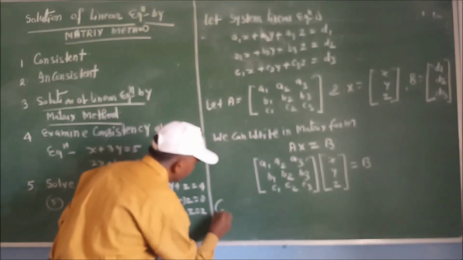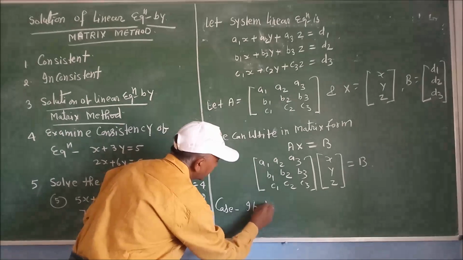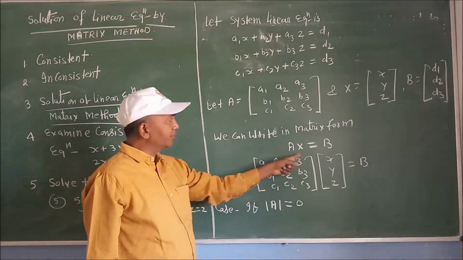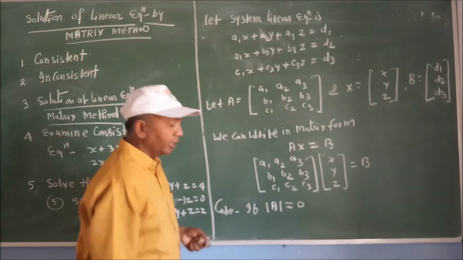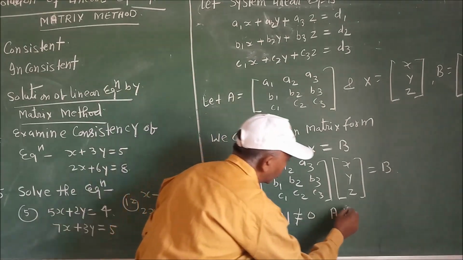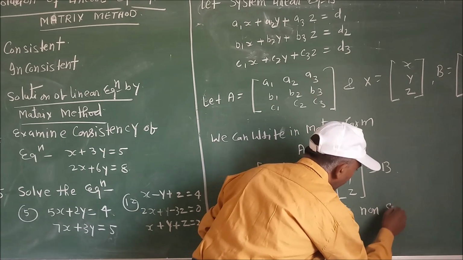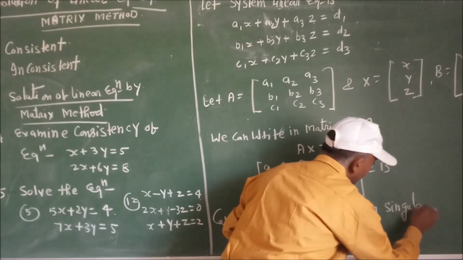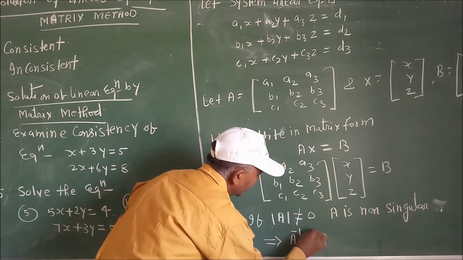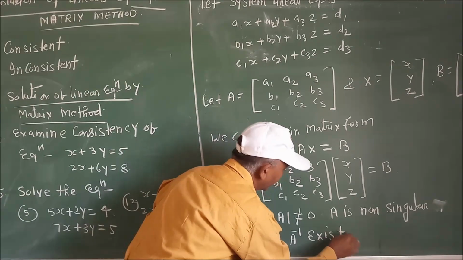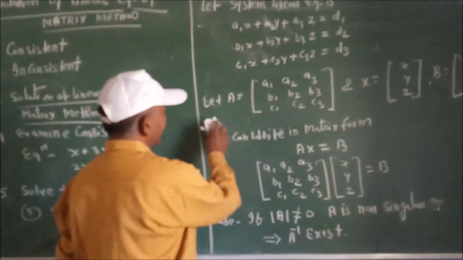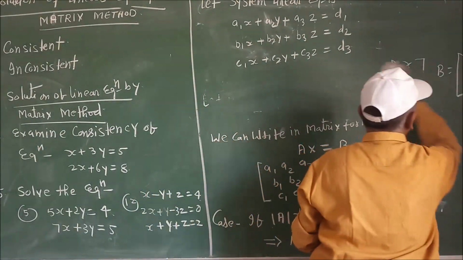Here, see case 1. If determinant of A is not equal to 0, then A is non-singular. This means A inverse exists. That means we can calculate the value of A inverse. So there are some cases, and we consider these cases one by one.